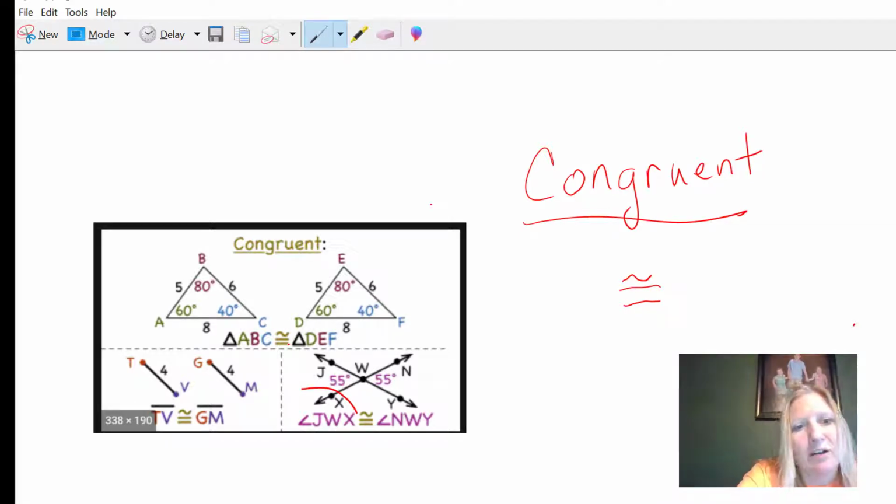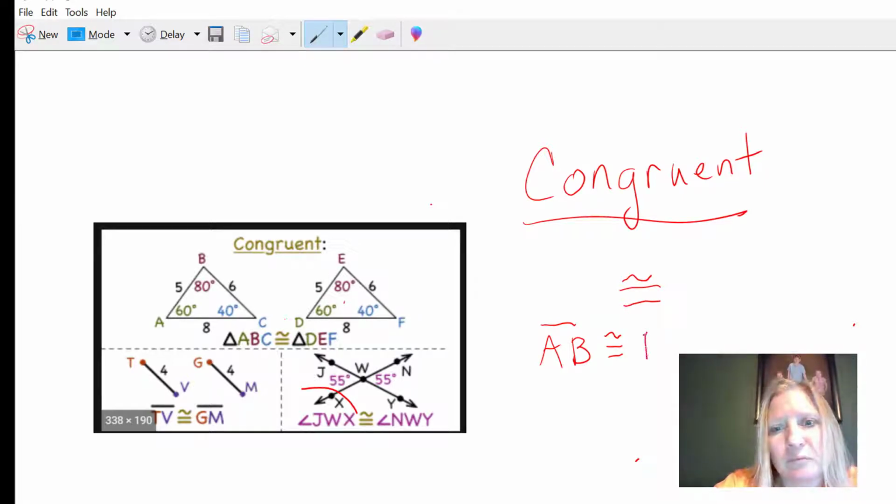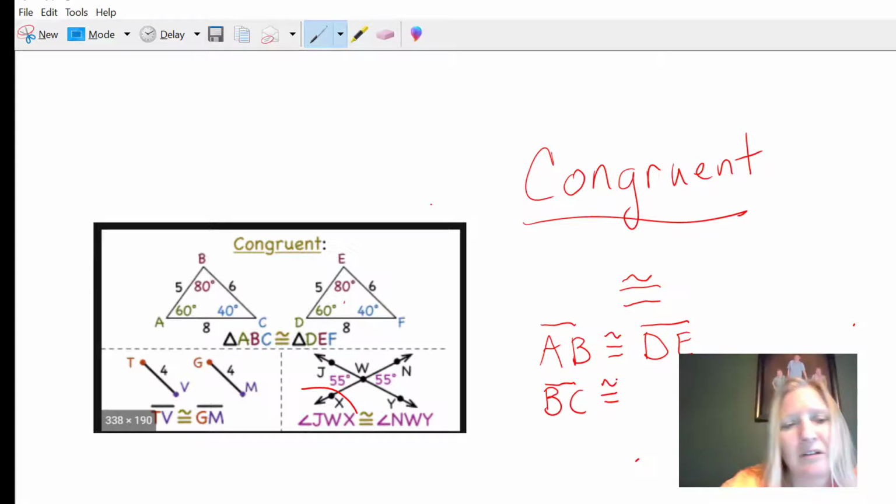So if I look at this triangle, side AB, on this one I could say AB is congruent. So AB is 5, its measure is 5, it is congruent to DE. So those two side lengths are congruent. I could say the side BC, so B to C is 6, so it is congruent to EF because that is 6. So we could do that with side lengths.